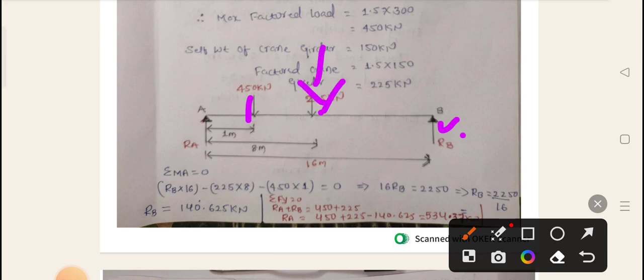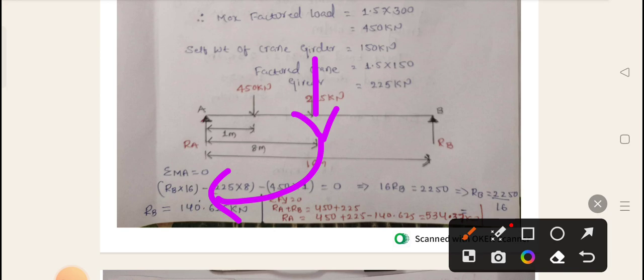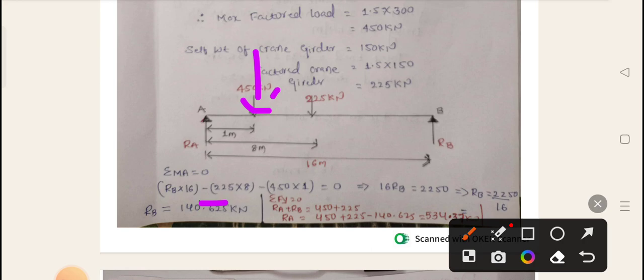That is 225 into the distance, into 8. So 225 into 8. How is it rotating? If you see the arrow mark, it is rotating clockwise. That's why I am taking the negative sign. That's what is written, negative sign. Next, 450 into 1.